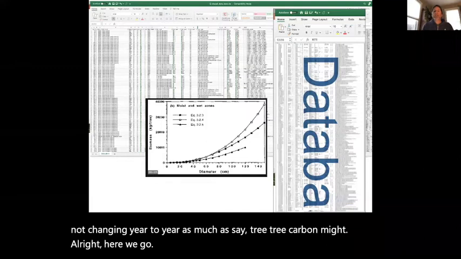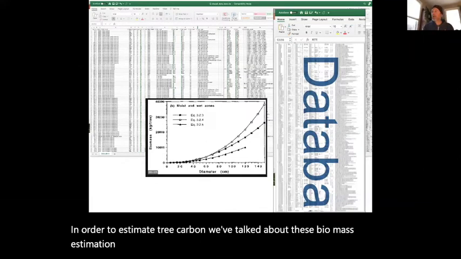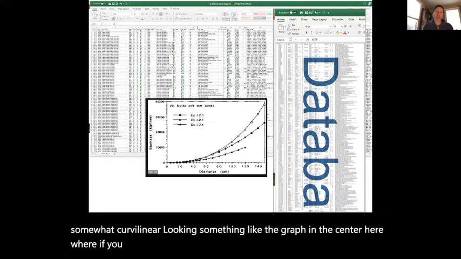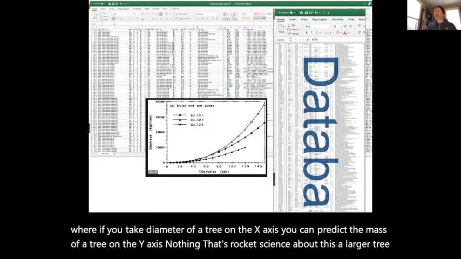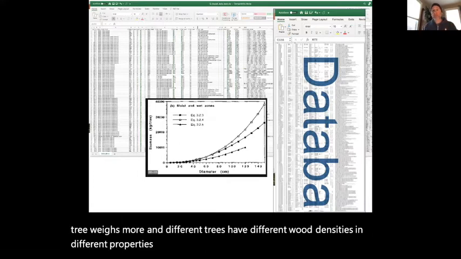In order to estimate tree carbon, we've talked about these biomass estimation equations. Generally, these equations have a form that is somewhat curvilinear, looking something like the graph in the center here, where if you take diameter of a tree on the x-axis, you can predict the mass of a tree on the y-axis. Nothing that's rocket science about this. A larger tree weighs more, and different trees have different wood densities and different properties that make them weigh differently as you increase their size. So there's a different relationship with size.